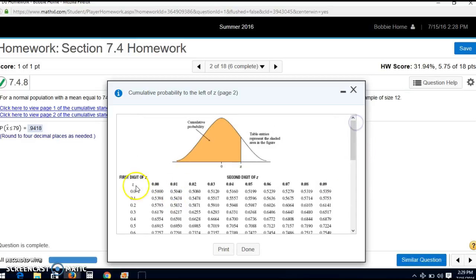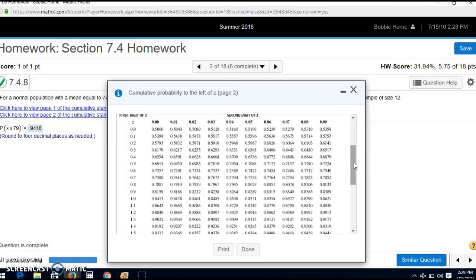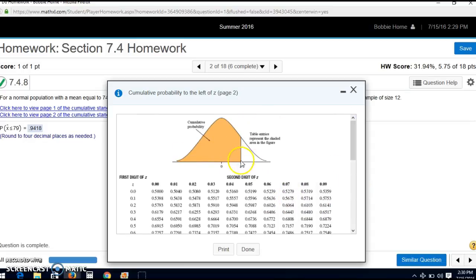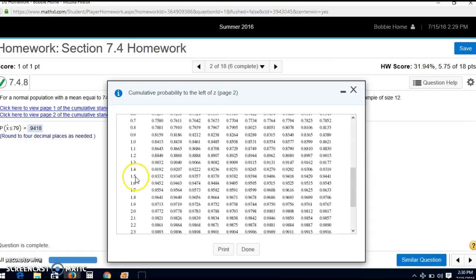Now, if you scroll back up, the first value is 1.50, 1.51, 1.52, 1.53, 1.54, 1.55, 1.56, 1.57. So, if you want it to be less than or equal to this number, when you look up 1.57, the probability is all of the probability under this curve less than or equal to. So we're good with this number that we get when we go to 1.57.